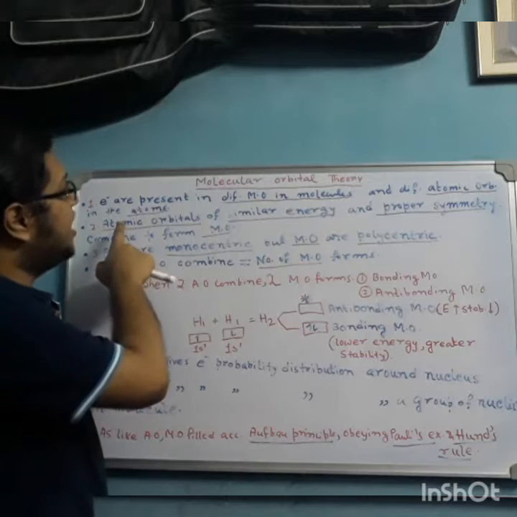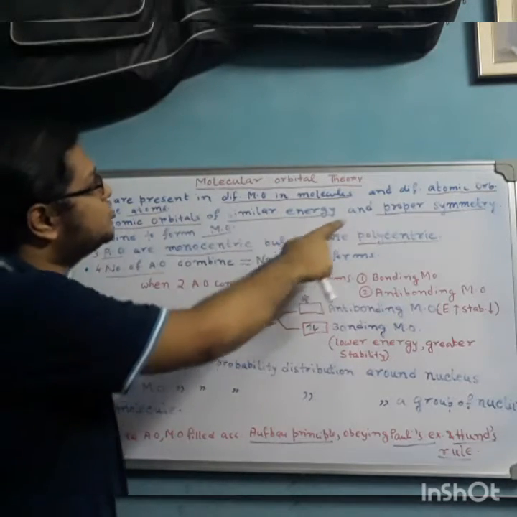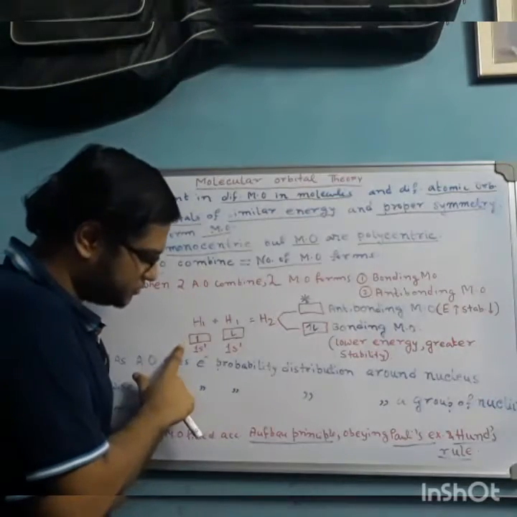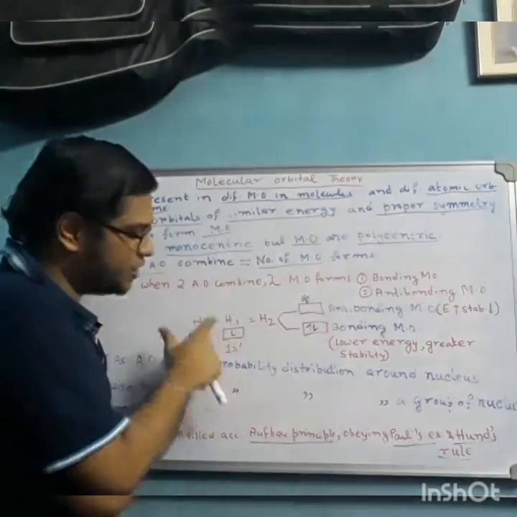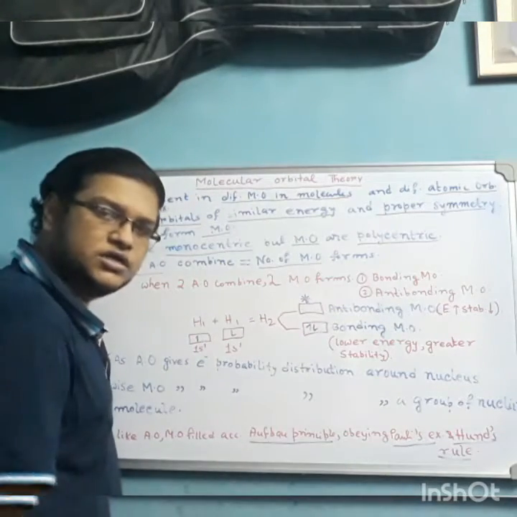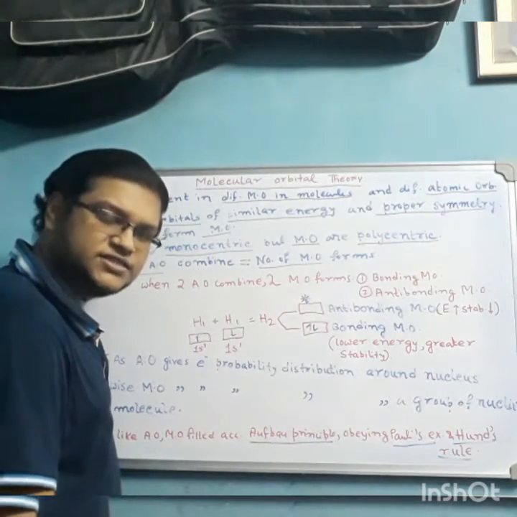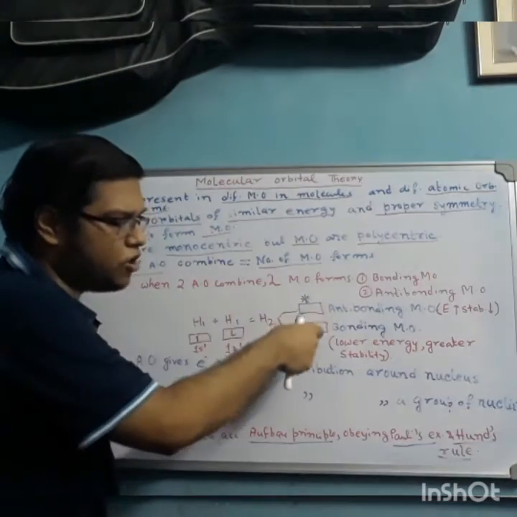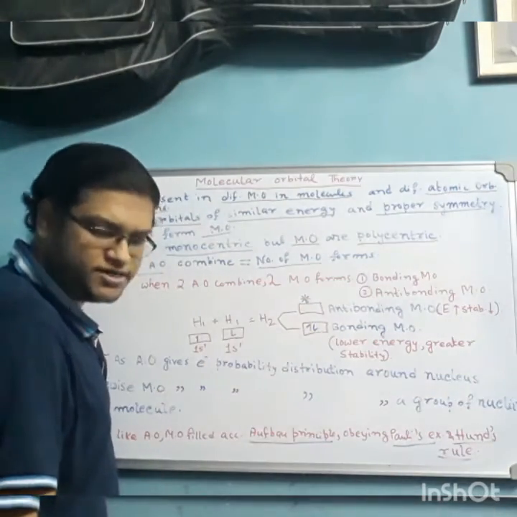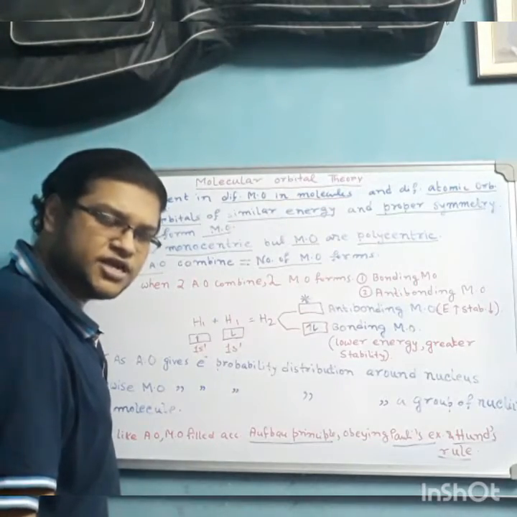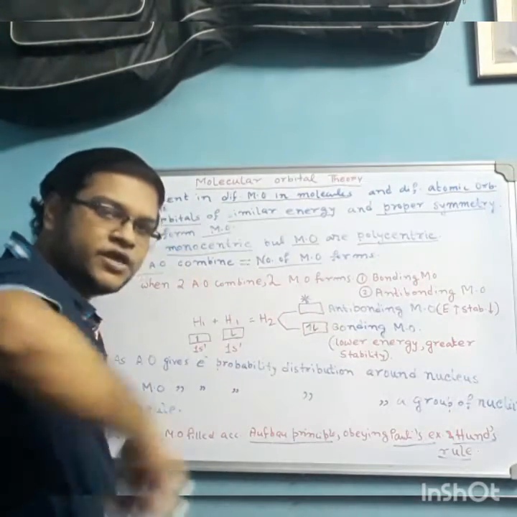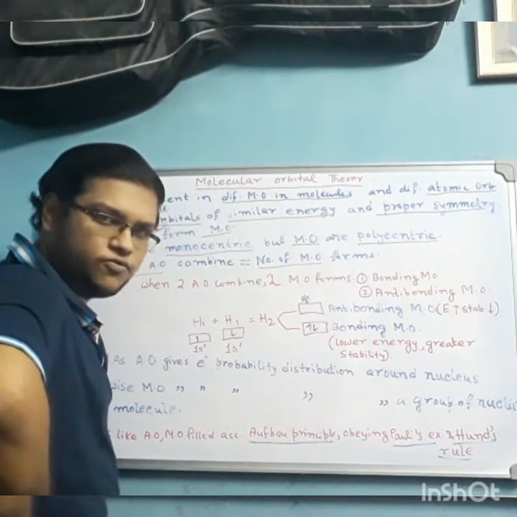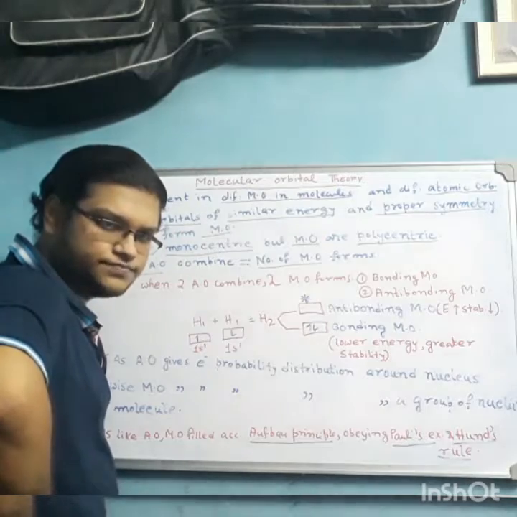Next, atomic orbitals of similar energy and proper symmetry combine to form molecular orbitals. One is a 1s orbital, another one is also a 1s orbital. Both are similar in energy and similar or symmetric in shape. They are combining to form two molecular orbitals. That means energetically similar and symmetric atomic orbitals combine to form molecular orbitals.